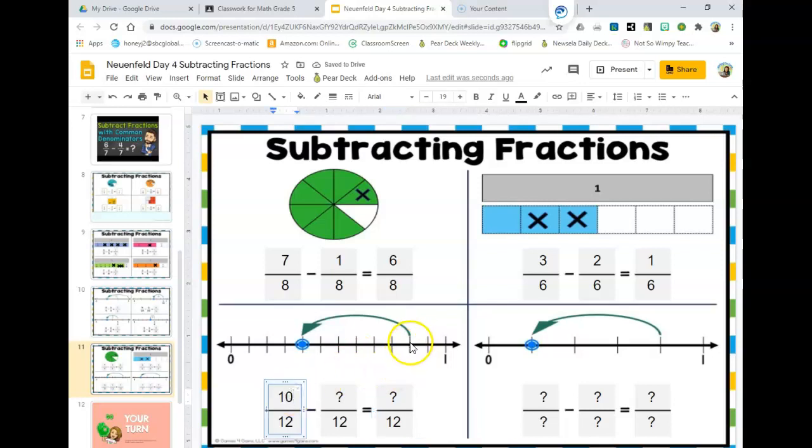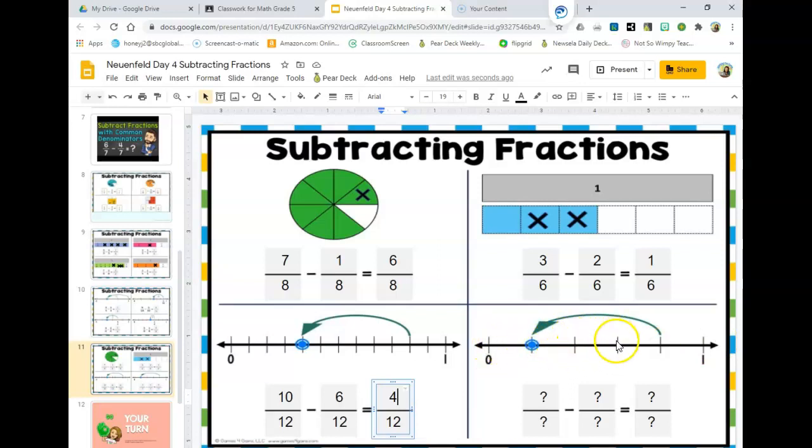How many are we subtracting? All we have to do is count how many are in here. So I'm just going to start here. 1, 2, 3, 4, 5, 6. Taking away 6. And 10 take away 6 equals, that's right, 4. For those of you that remember how to simplify, you could divide both of these by 4 and you would get 1/3.